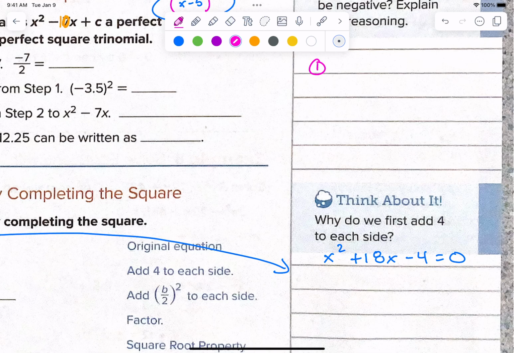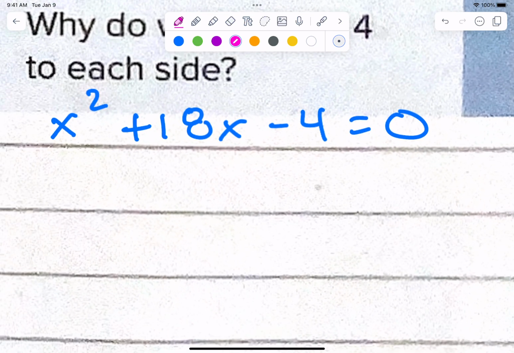Step number 1 is get the x's on the left and the number on the right. That's what we do for completing the square. We put the x's on the left and the numbers on the right. By x's, I mean x squared and this 18x. So I have to kick the 4 to the other side. I'm going to put plus 4 and plus 4. I'm going to add the 4 to the other side.